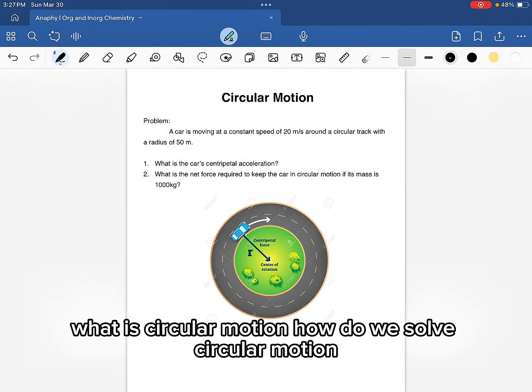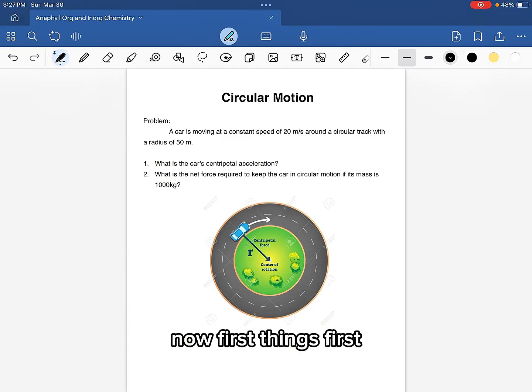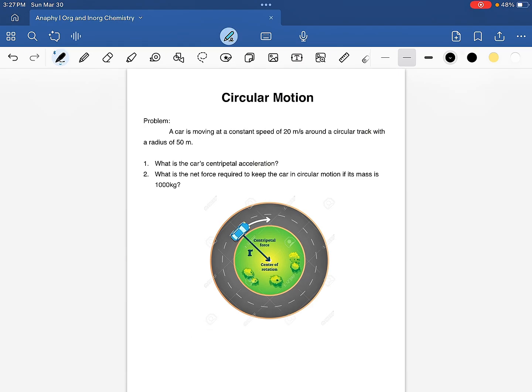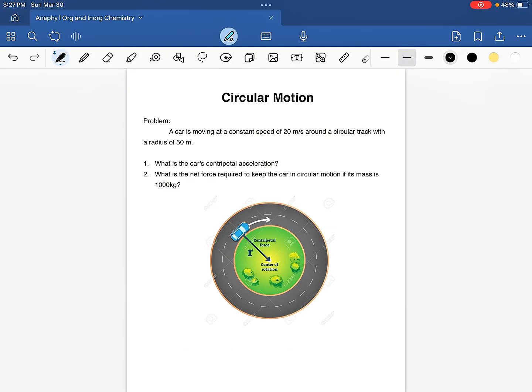What is circular motion? How do we solve circular motion? What are the units of circular motion? And all that. Now, first things first, circular motion is the movement of an object along the circular circumference of a circle or rotation along a circular arc. Now, what does this mean?